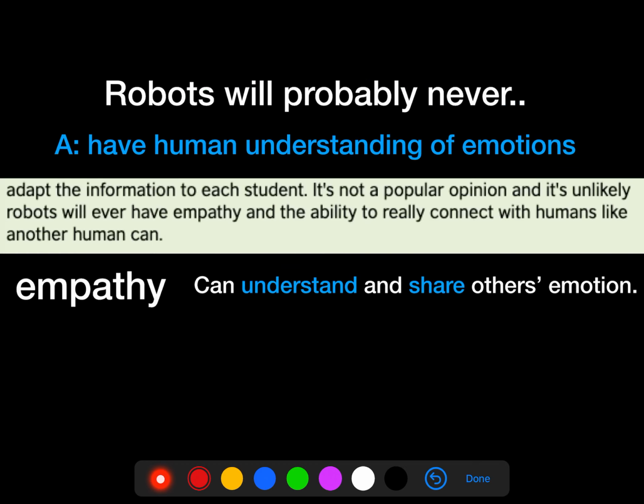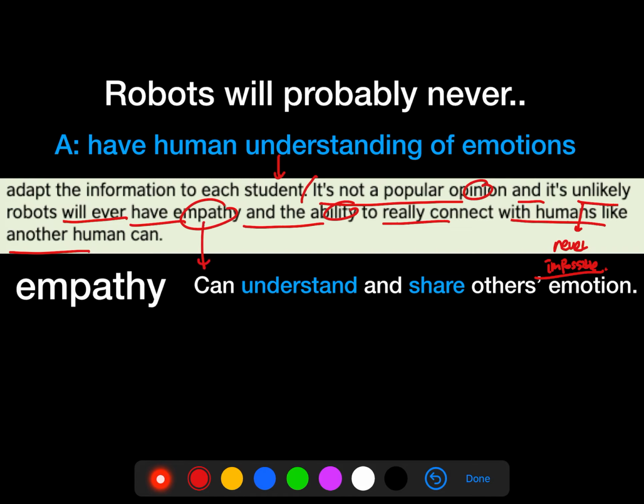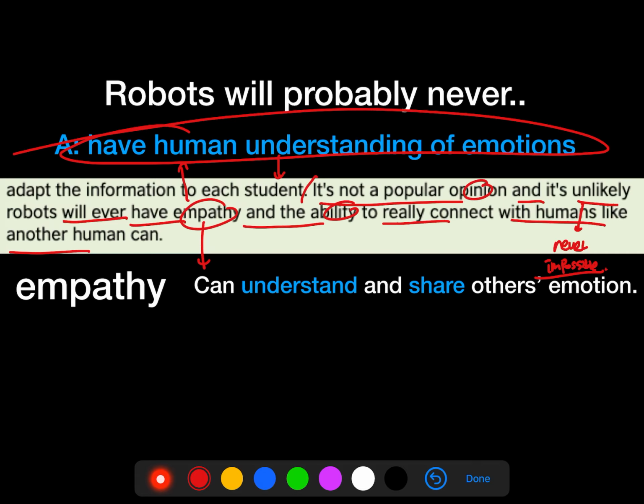So robots will probably never have human understanding of emotions. We can find this from this paragraph. Let's read it. "It's not a popular opinion and it's unlikely." So unlikely tells you the never. Impossible. "Unlikely will ever happen. Have empathy and the ability to connect with humans like other humans can." So empathy in this question has a similar meaning as the question right now: have human understanding of emotions.